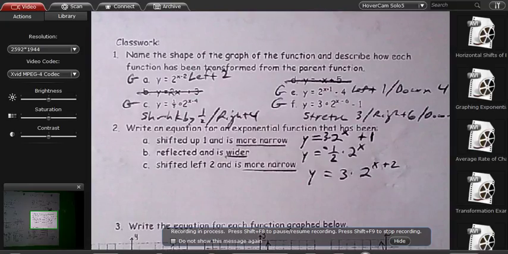All of the exponential functions here are growth, because they all have a base of 2, which is greater than 1. If it was a negative 1, it would be reflection. If the base was 1/2 or any other fraction less than 1, then it would be decay. So in part G here, we're going to go left 2 because x plus 2 tells us to go left 2.